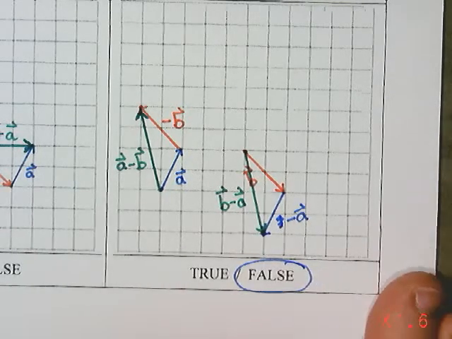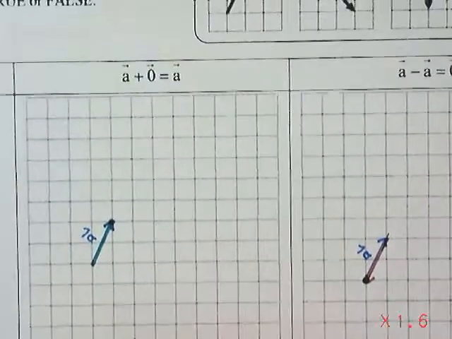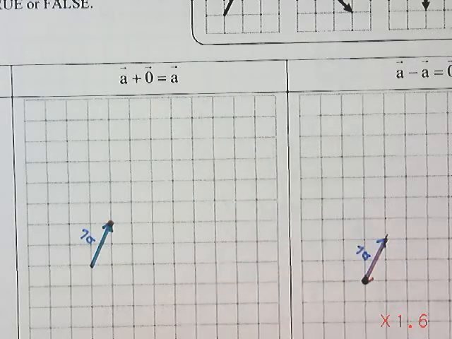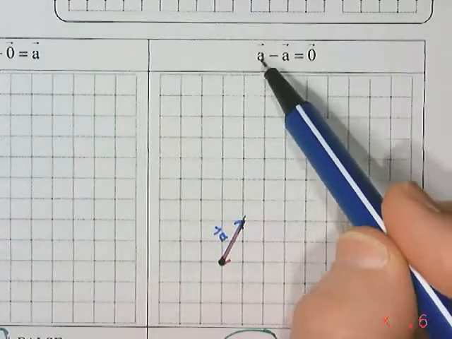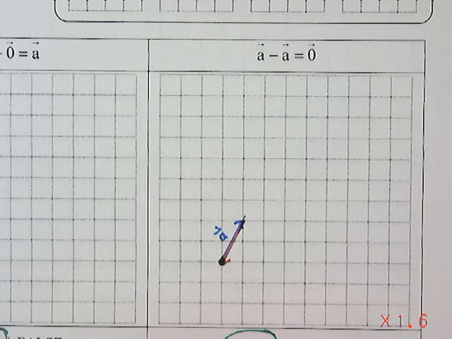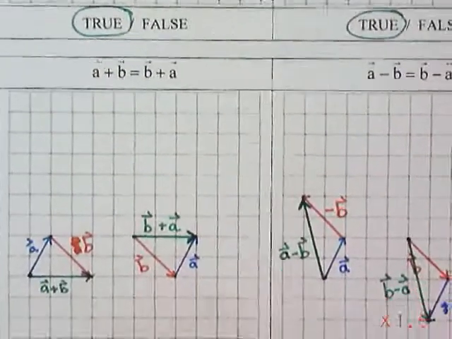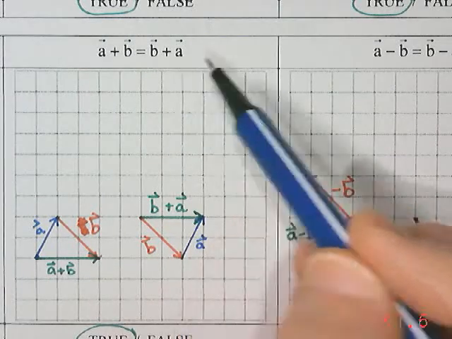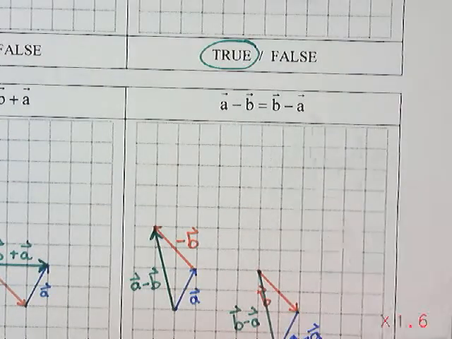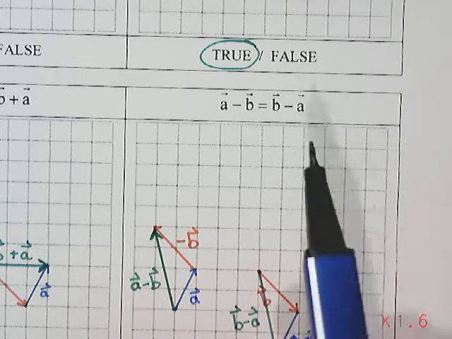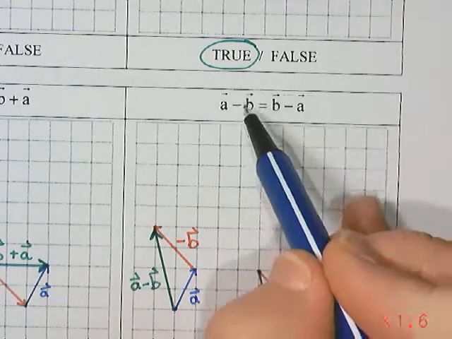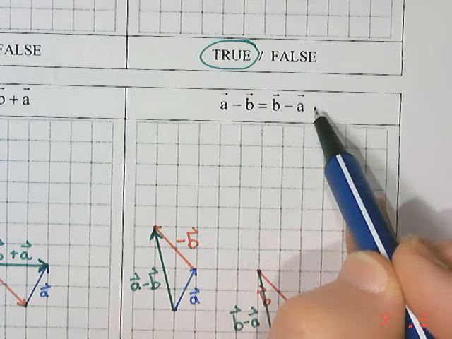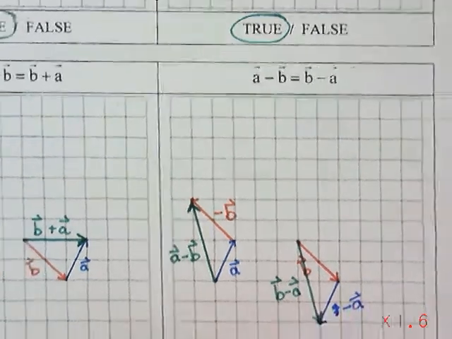Okay, so just to recap the first page and the properties we looked at, if you take a vector and you add 0, you just get the vector. If you subtract a vector from itself, you get 0, which makes sense. A plus B is the same as B plus A, but A minus B is not the same thing as B minus A. And if you think about that in terms of algebra, the minus really should go with the B, so it should be negative B plus A.